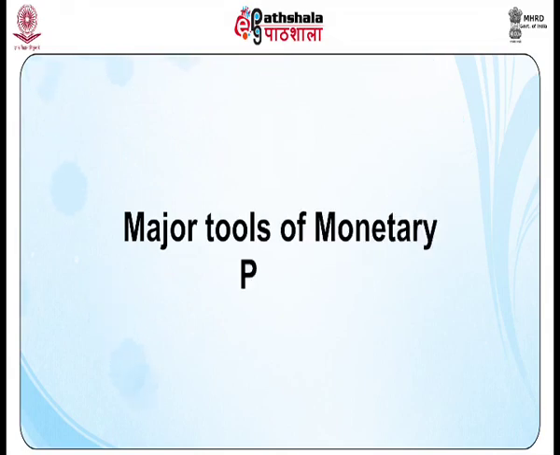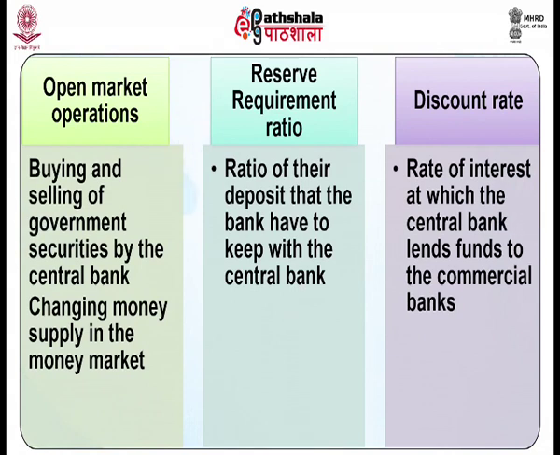The major tools of monetary policy are as follows. A. Open market operations. It refers to the buying and selling of government securities by the central bank with the objective of changing money supply in the money market. An open market purchase by the central bank results in increase in reserves and increase in money supply. The sale of securities by the central bank results in decrease in reserves and decrease in money supply.